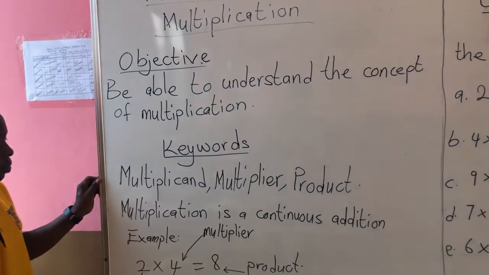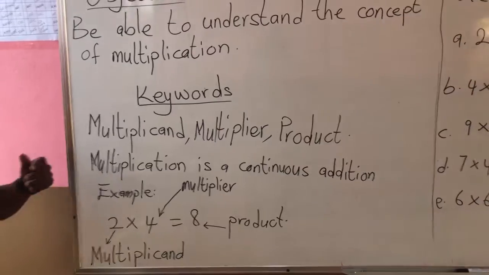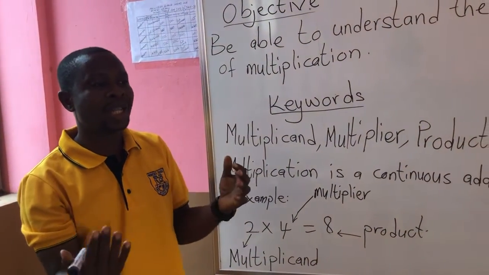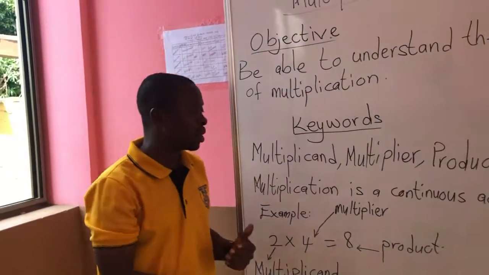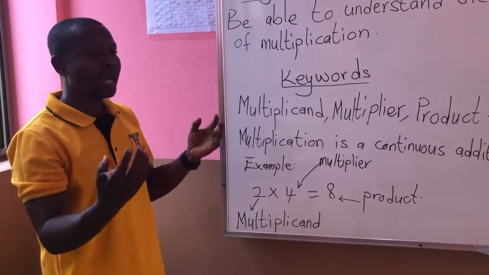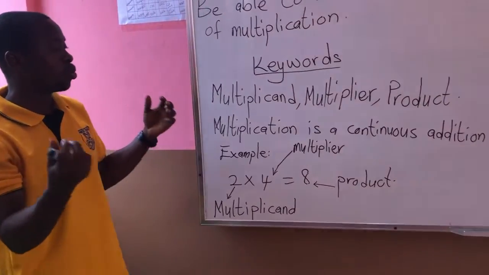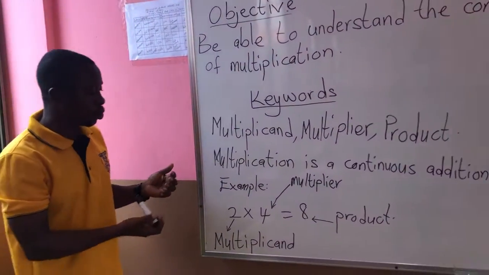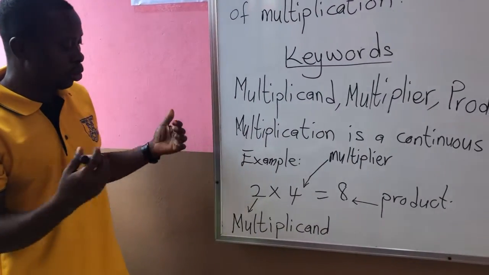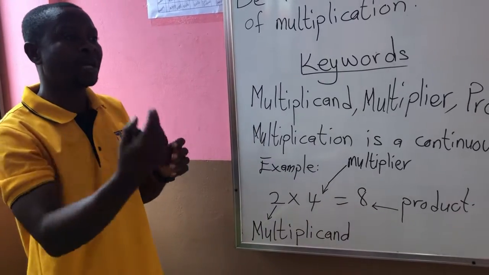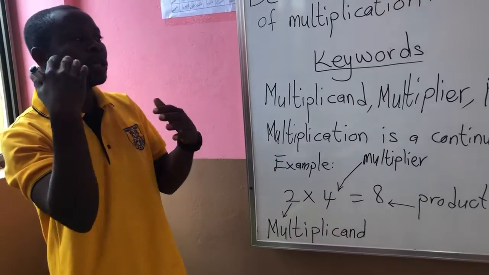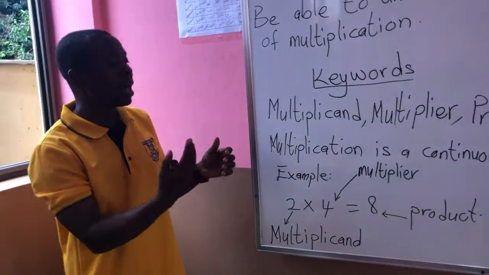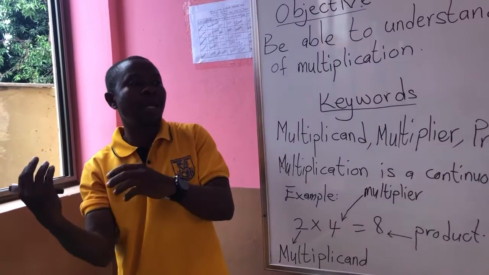Okay, good. Now, multiplication simply means continuous addition. Okay, you understand what we mean by continuous addition as multiplication. Now let's look at when we say multiplicand. What do we mean? We mean the number we are multiplying. The multiplicand is the number we are multiplying, and the multiplier is the number by which we are multiplying.